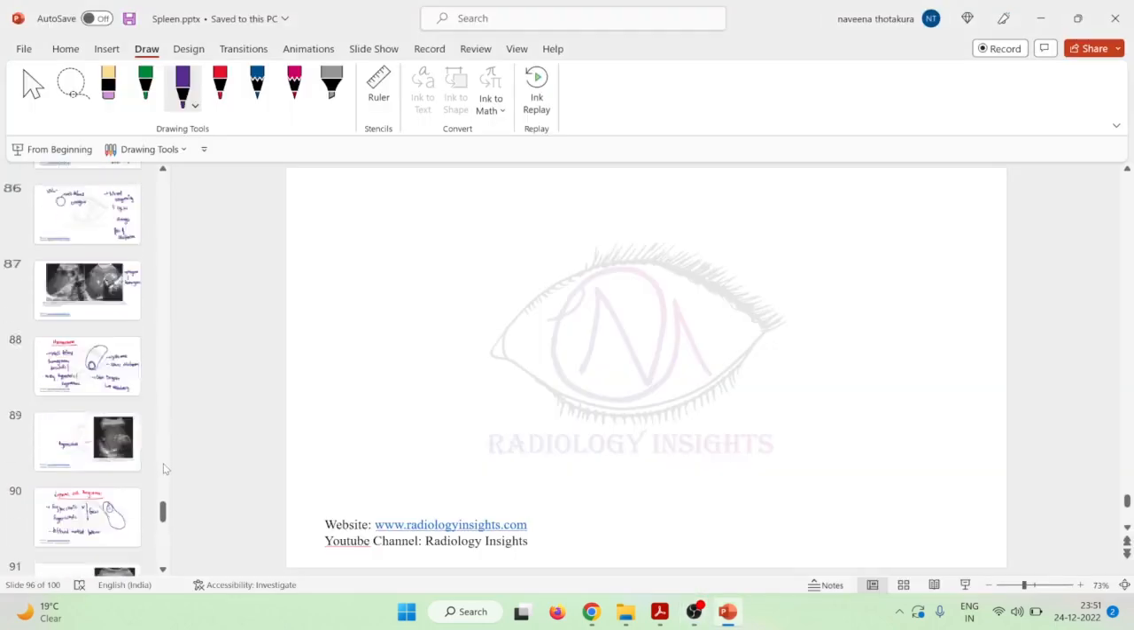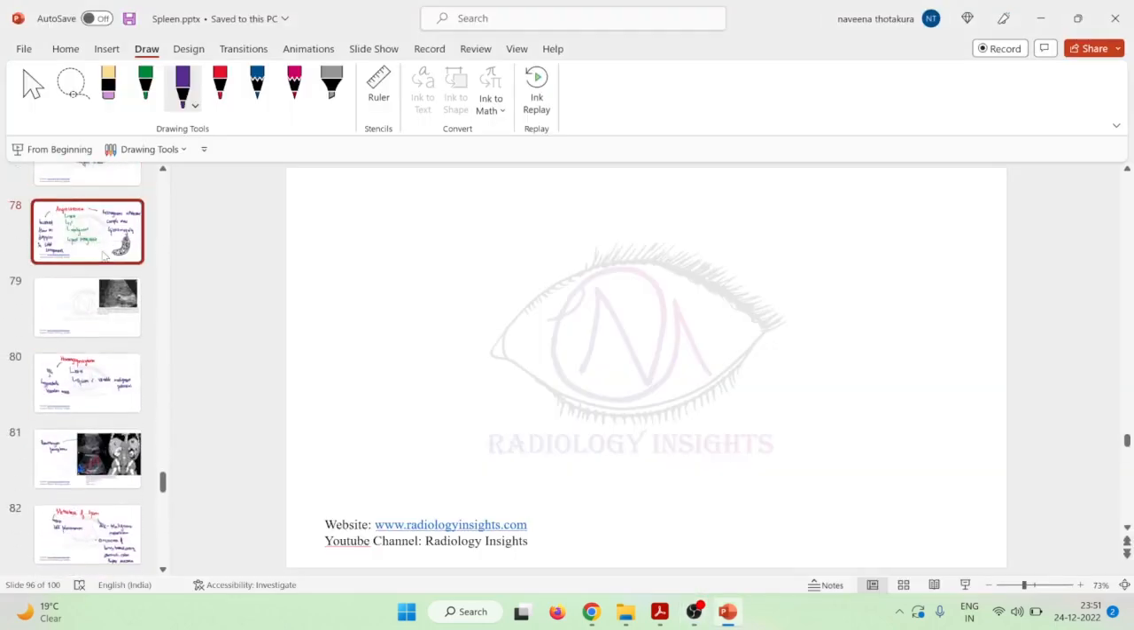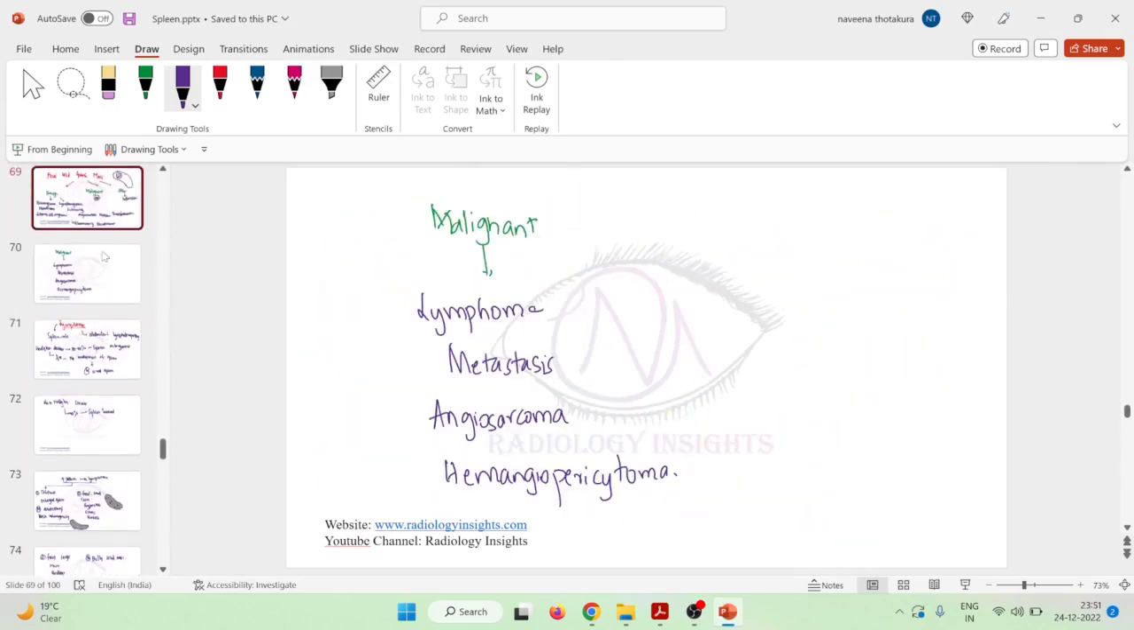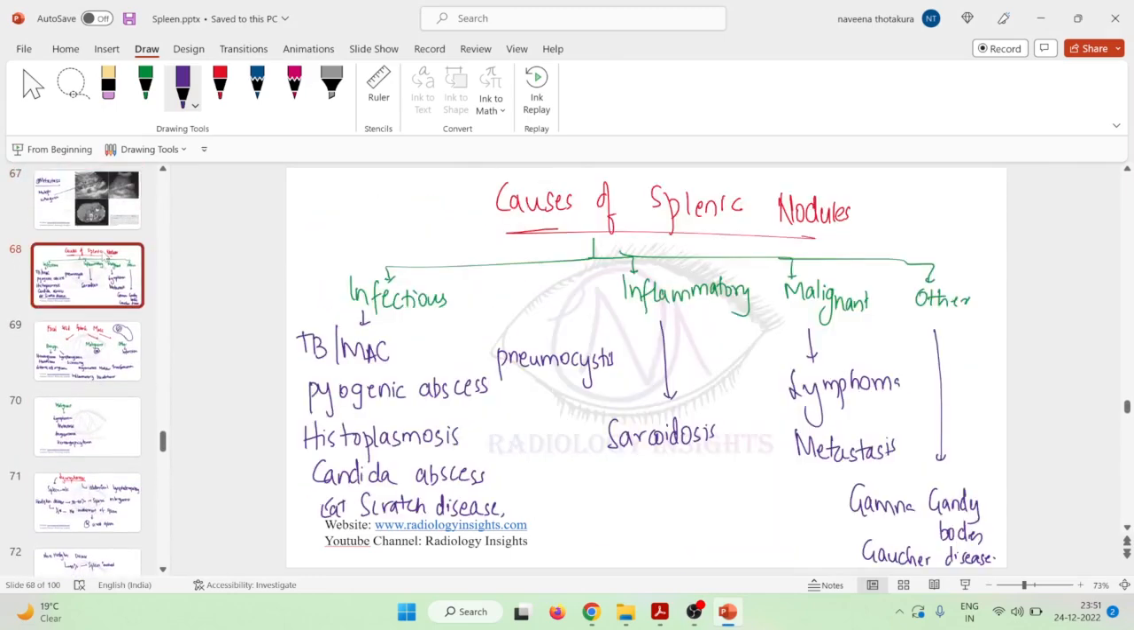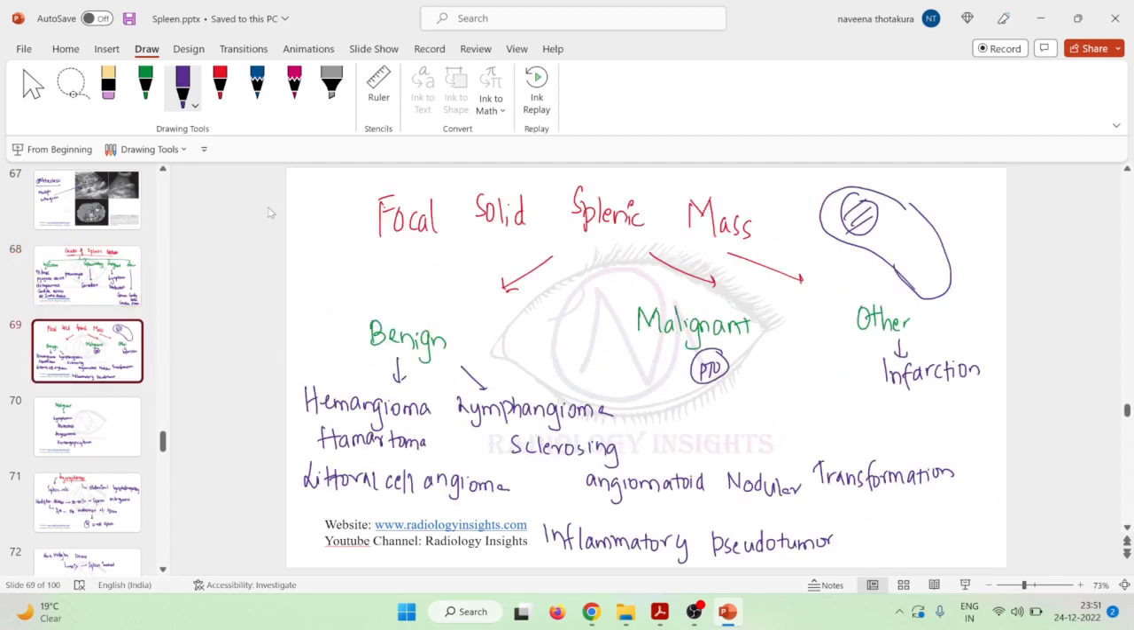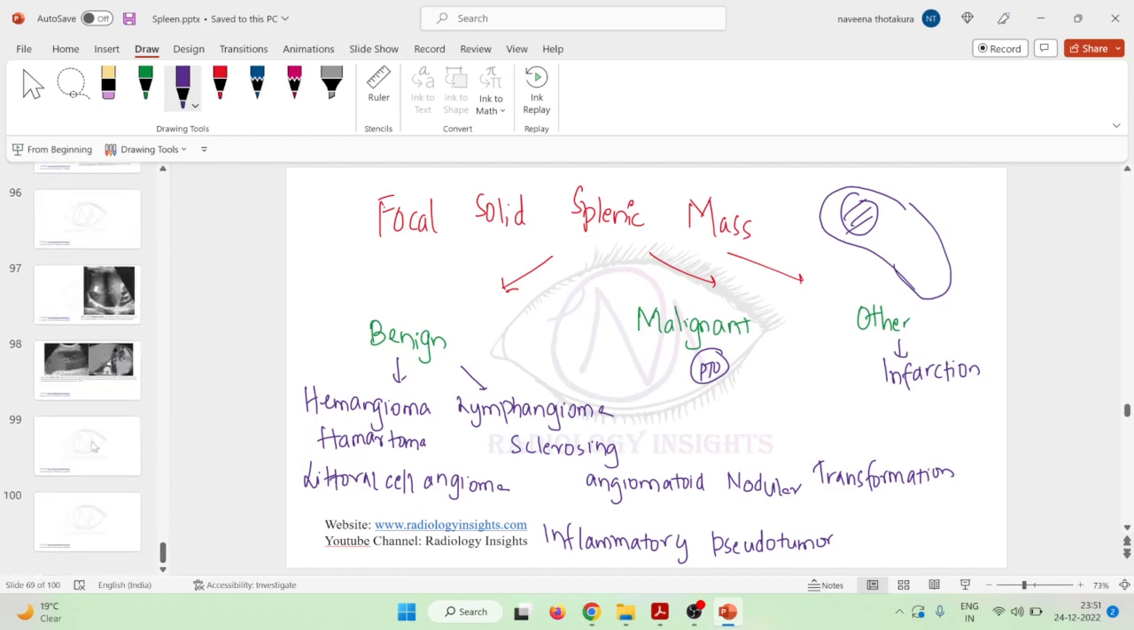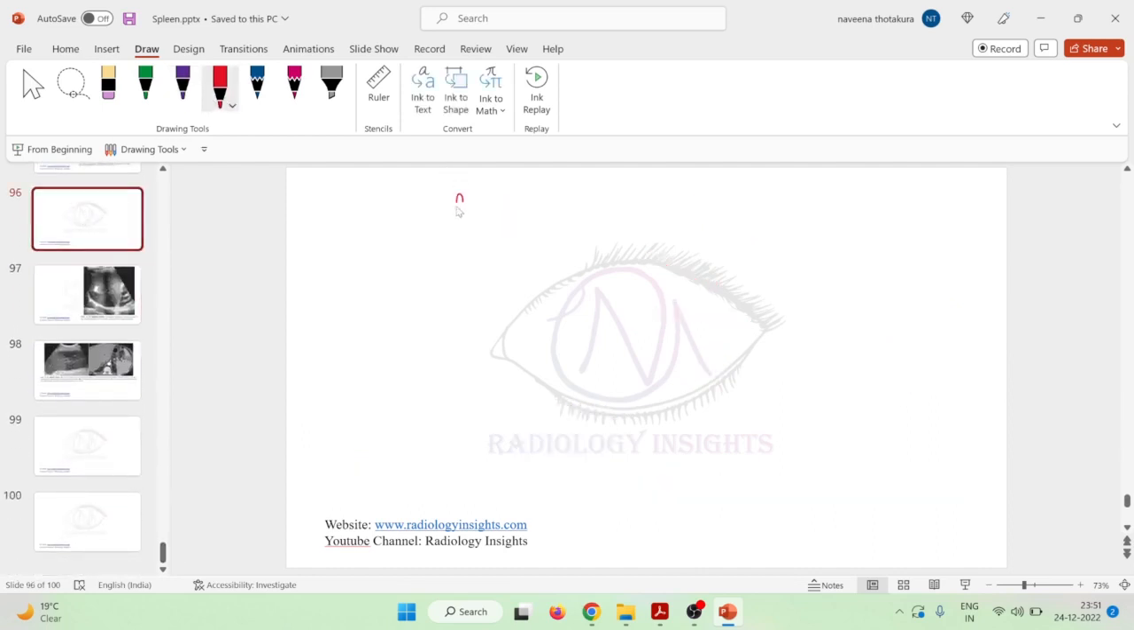Hello friends, we have learned about the focal lesions of the spleen, and in the focal solid splenic masses we have already dealt with malignant and benign lesions of the spleen. Now, in the others, we have splenic infarct. So let us now learn some important points about splenic infarct.